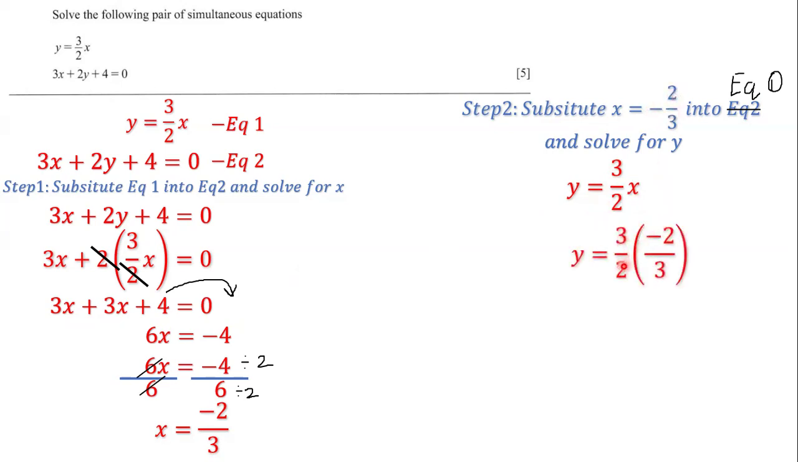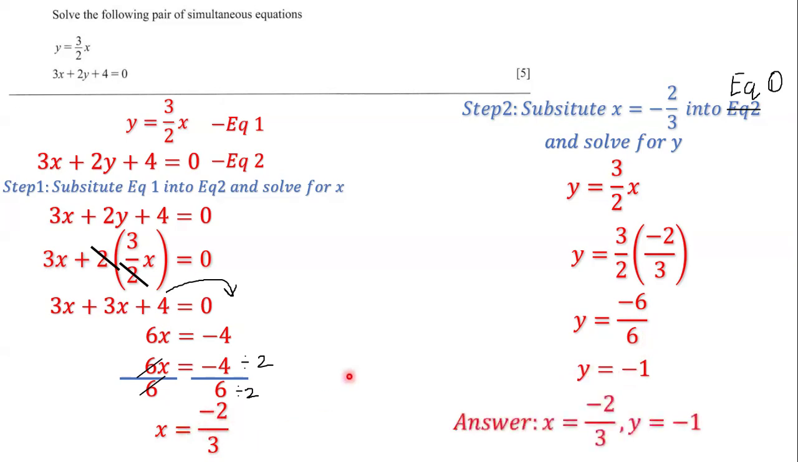Remember that x is equal to -2/3, so let's substitute that in. We have 3/2 multiplied by -2/3. We multiply 3 times -2, which gives us -6, and we multiply 2 times 3, which gives us 6. So we do -6 divided by 6, and that gives us -1. So y is equal to -1 and x is equal to -2/3. And that's the answer to the simultaneous equations.